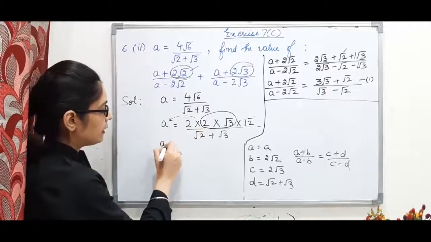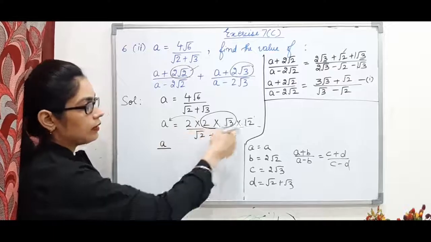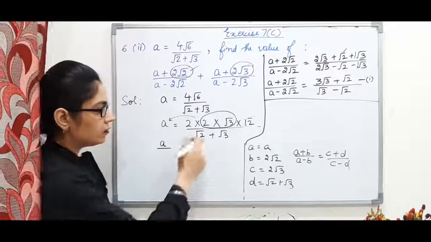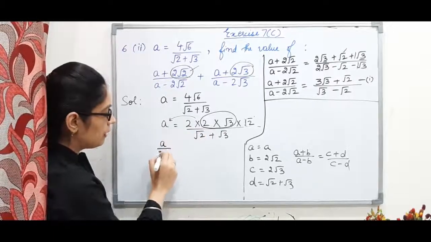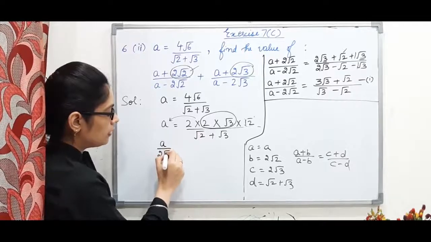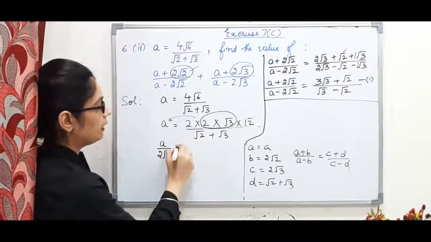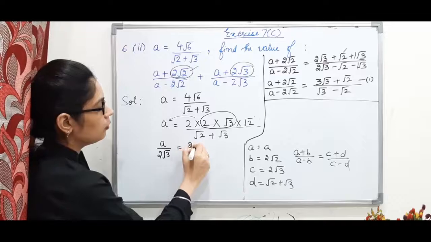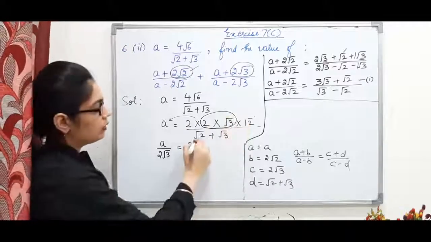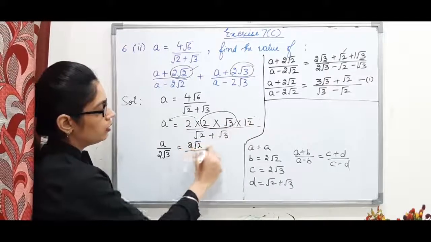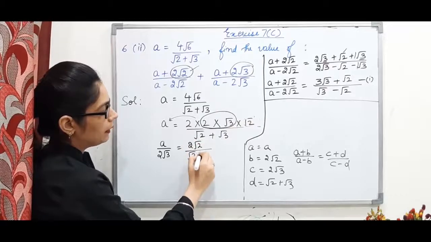So a I write as it is. This is getting multiplied, on changing the side it will get divided. So a by 2 into root 3, that is 2 root 3, is equal to 2 into root 2, it is 2 root 2 upon root 2 plus root 3.